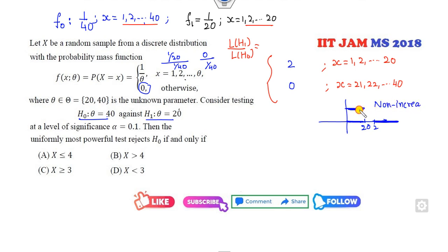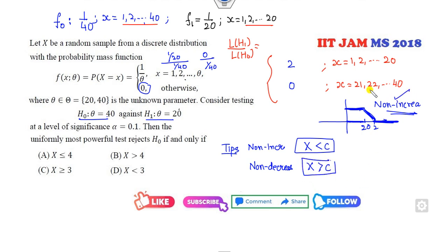Fine, because firstly it's here and then it's a decrease, so it means it's non-increasing. Remember, once your likelihood ratio is non-increasing, then your critical region is always x is less than c. Whenever it's non-decreasing, then your x will be greater than c. So now in this case it's non-increasing, so your critical region will be x less than c. So that means this option is cancelled and this option is cancelled.